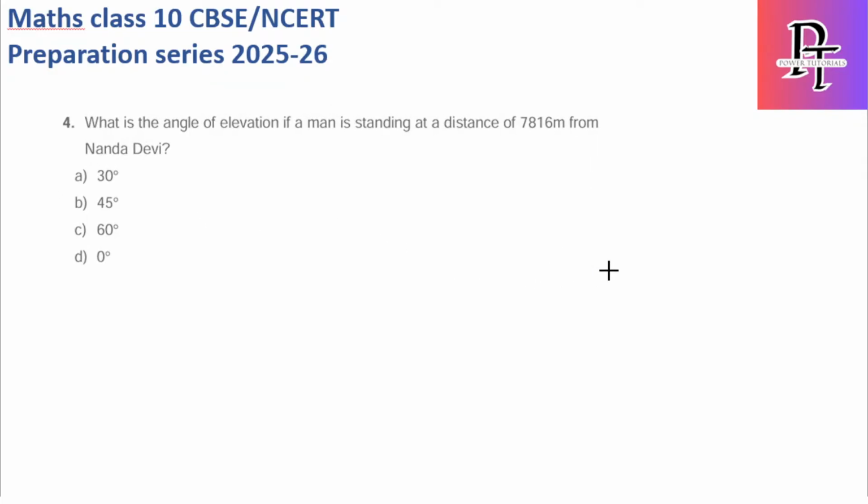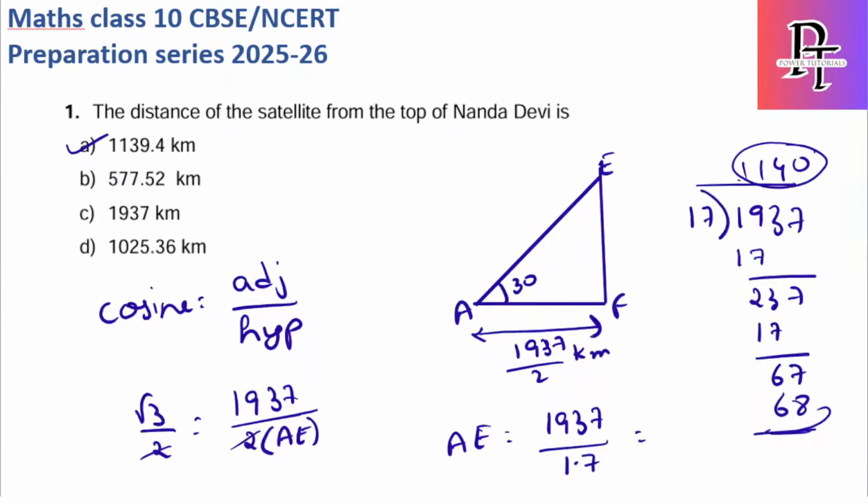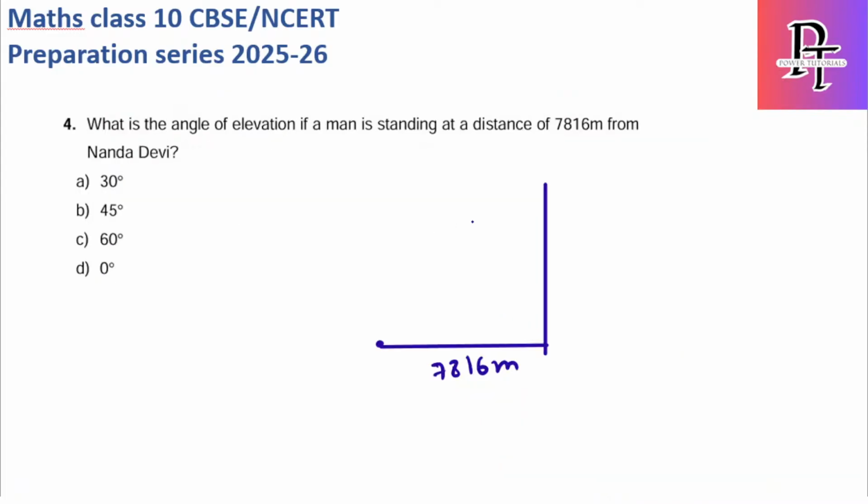Okay, this is not related to mountain, but it's okay, Nanda Devi. What is the angle of elevation of a man standing at a distance of 7816 meters from Nanda Devi? So now we have the Nanda Devi mountain, and we have a man here on the ground, and this distance I have provided is 7816. What is the height of Nanda Devi mountain? It is also the same, which is 7816.